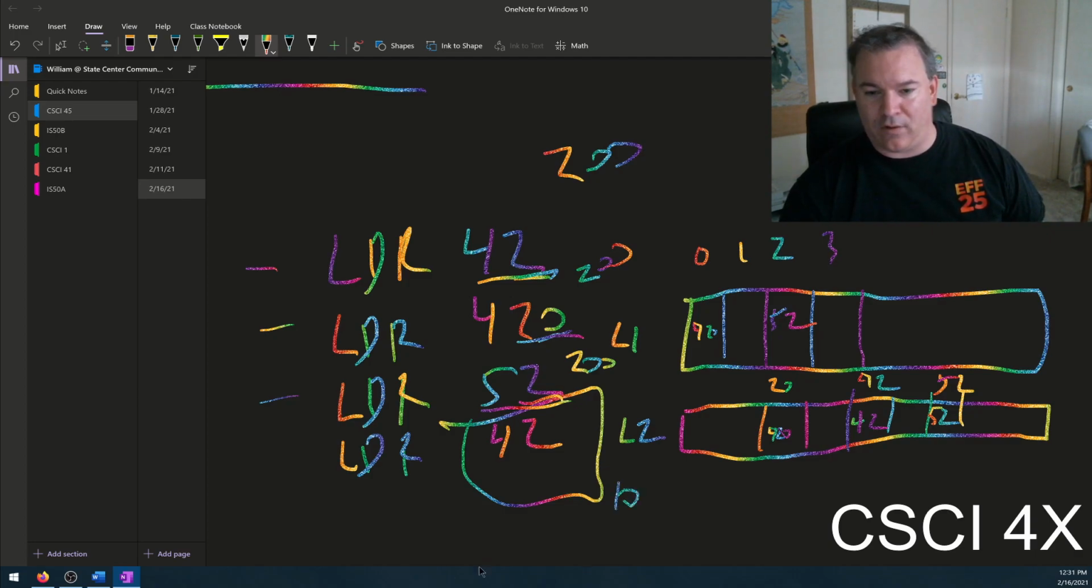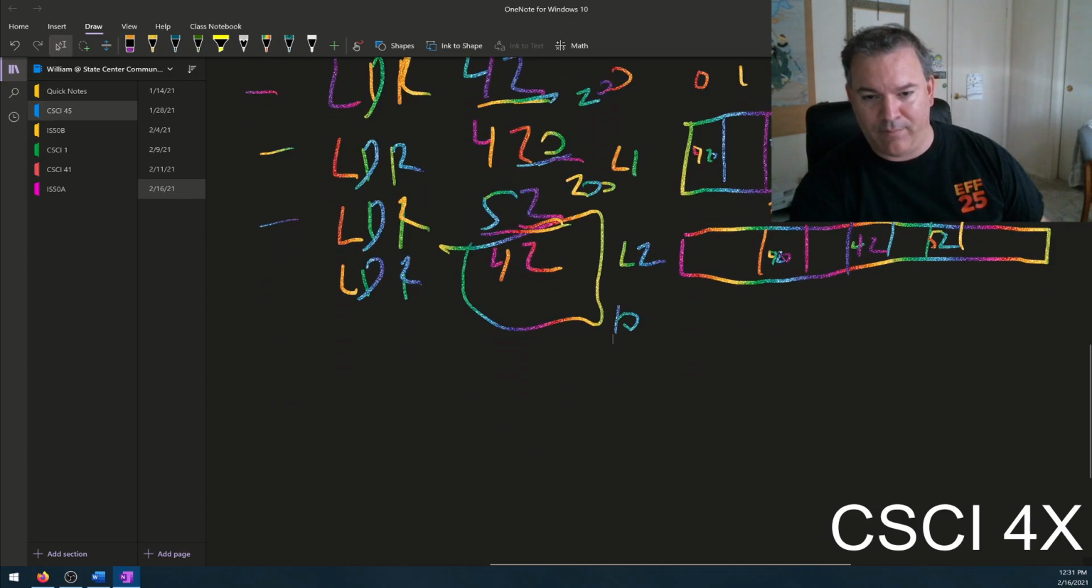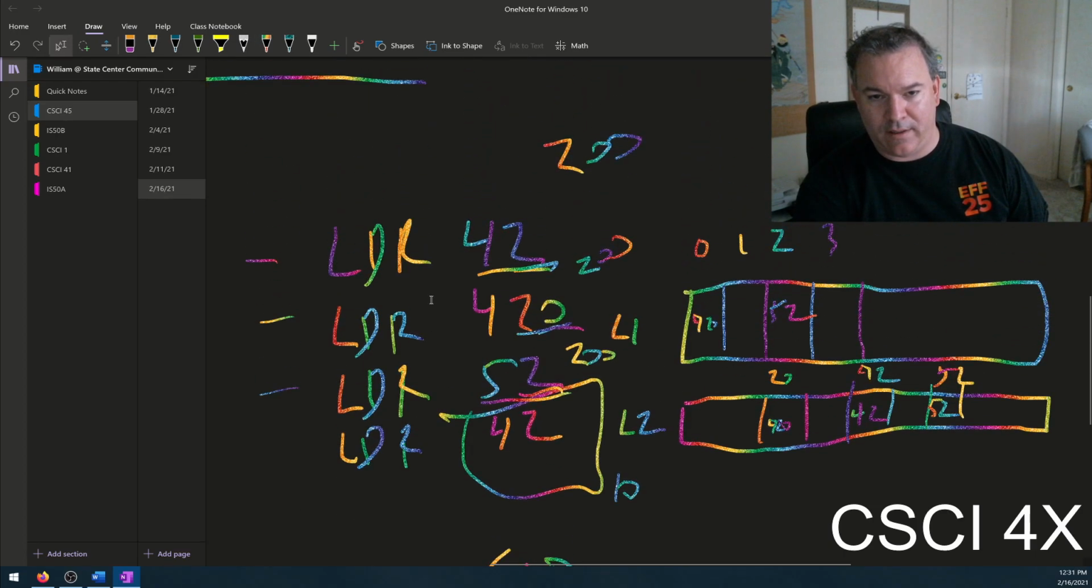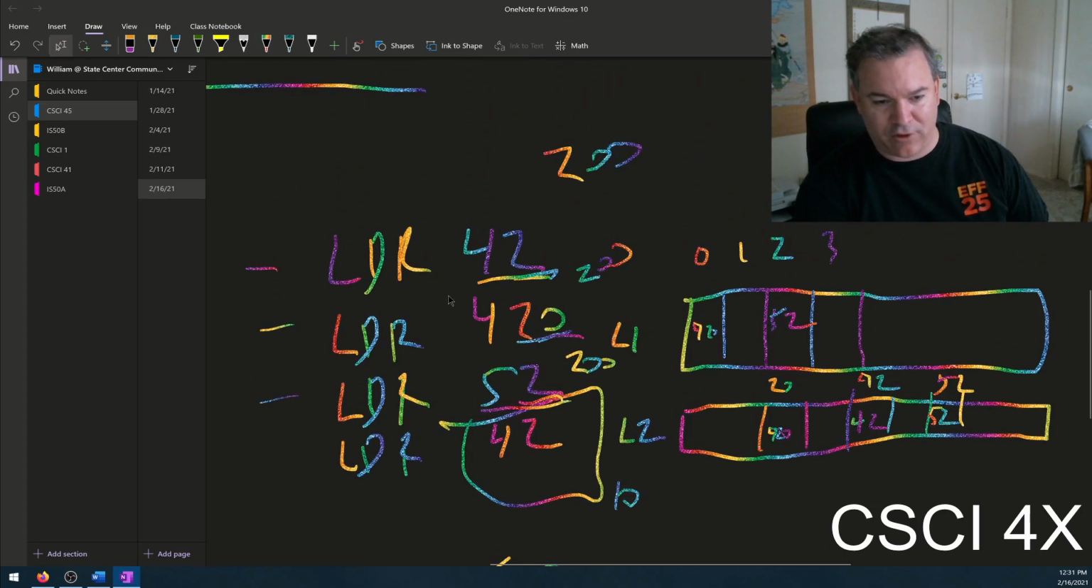Okay. And so all told, the cost of this program is going to be 610 cycles. Because we've got cache miss, cache miss, cache miss, and we've got an L2 cache hit. Okay.